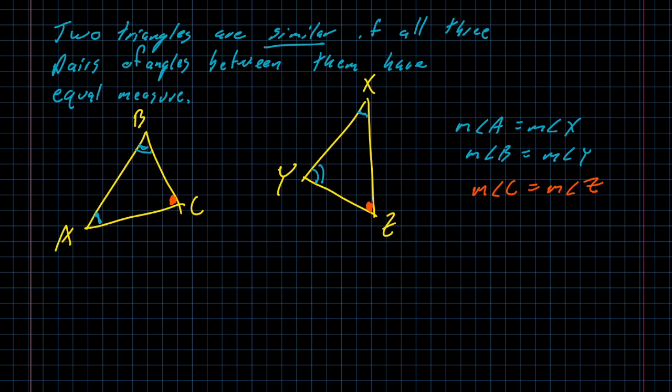Right? That didn't have to be given to us. The blue pairs are given to us. The red pair is not given to us, but can be deduced. And that's all it takes to say that the triangles are similar.